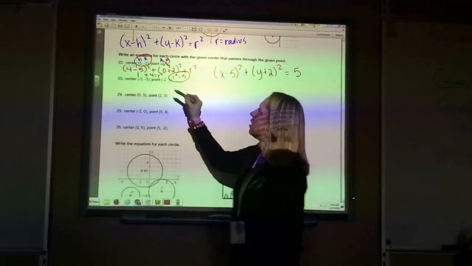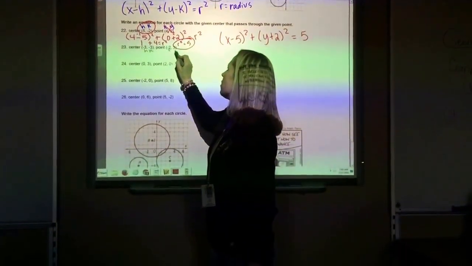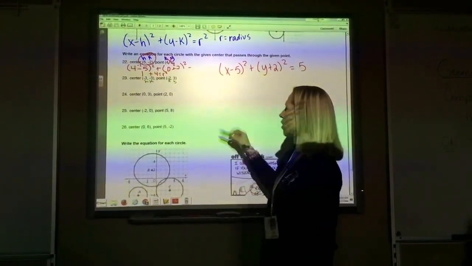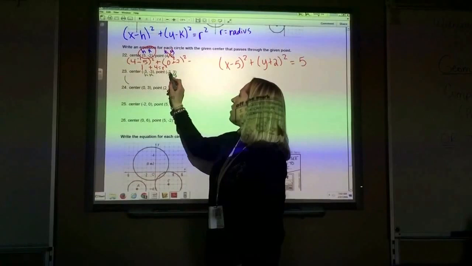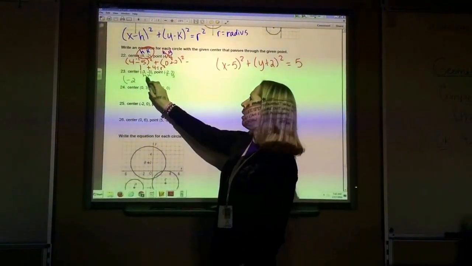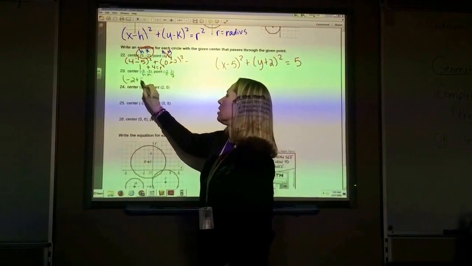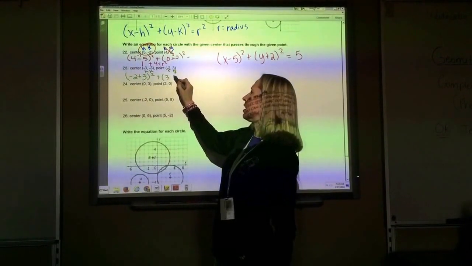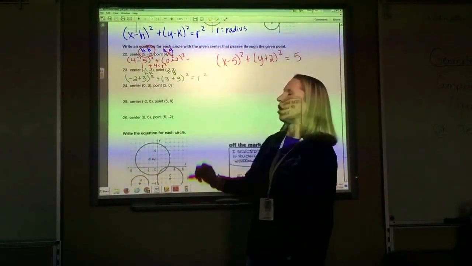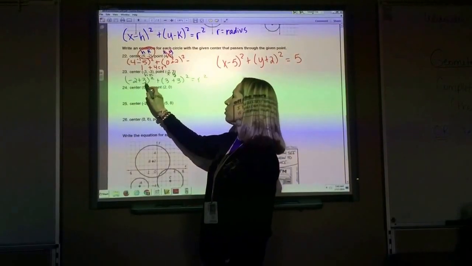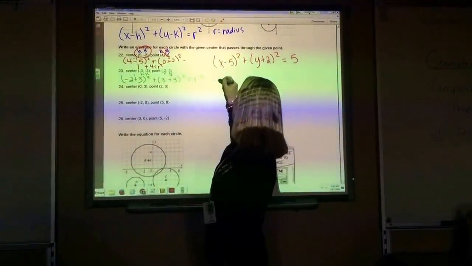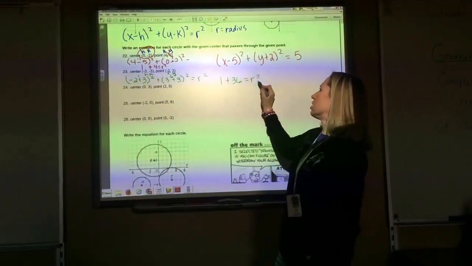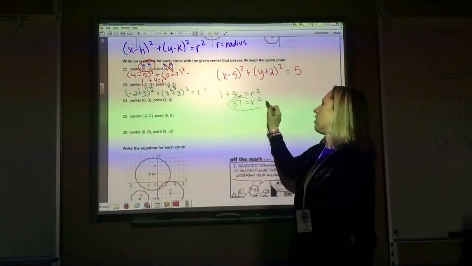Okay, I'll do one more. This is h and k. This is x and y. We're going to plug it in to figure out the radius squared. So I have x, which is -2, minus h, minus a negative, so make it plus 3 squared. Y minus k, so 3 minus a -3, so plus 3 squared equals r squared. -2 plus 3 is 1, 1 squared is 1. 3 plus 3 is 6, 6 squared is 36. So my radius squared is 37.